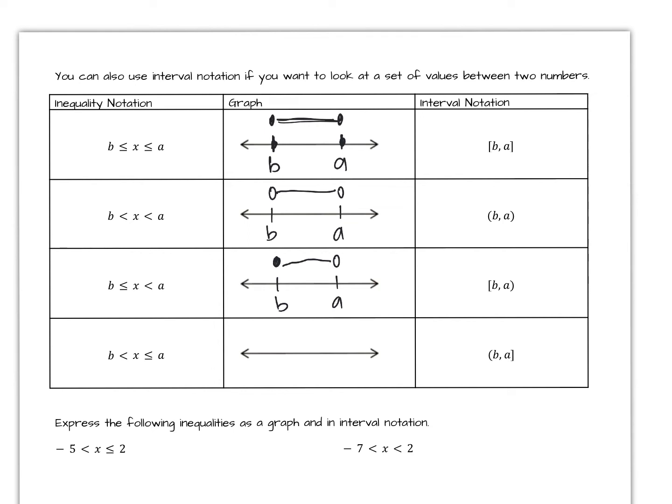And then it can be reversed. x can be strictly greater than b, but less than or equal to a. So b is on the left, a is on the right, but b gets the open circle this time, a gets the closed, and then everything in between. So in interval notation, that's a parenthesis with the b and a bracket with the a.